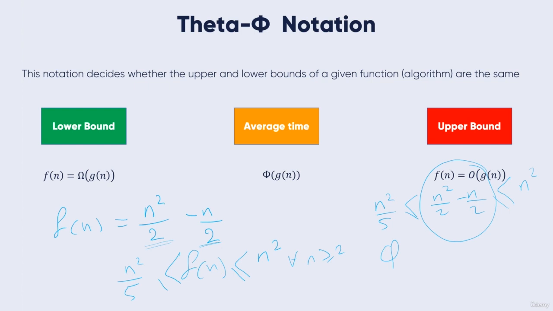Okay, so the theta notation is theta of n squared, n to the power 2. Okay, this is the theta notation. This is the average time between the upper bound and the lower bound, and it's calculated according to the average algorithm's time taken.